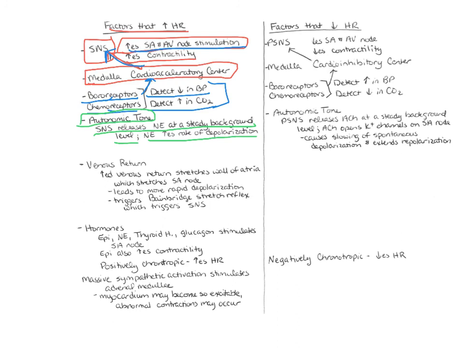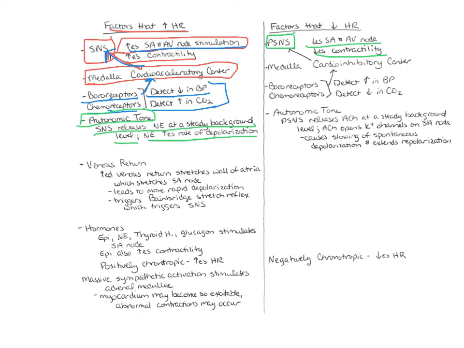Now let's go over and look at factors that decrease the heart rate. We have the parasympathetic nervous system. So the parasympathetic nervous system is going to do the exact opposite thing as the sympathetic nervous system. It's going to decrease the SA and AV node stimulation. So that right there is going to decrease your heart rate. And it also decreases contractility, but we're talking about heart rate.